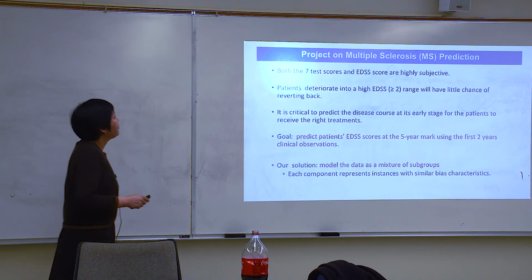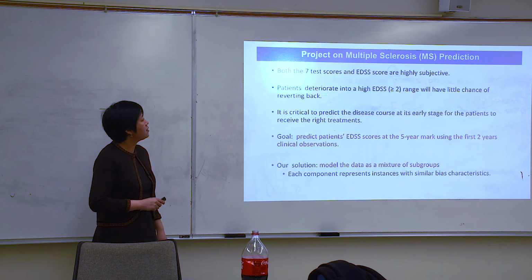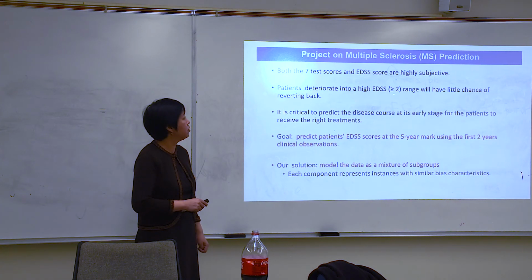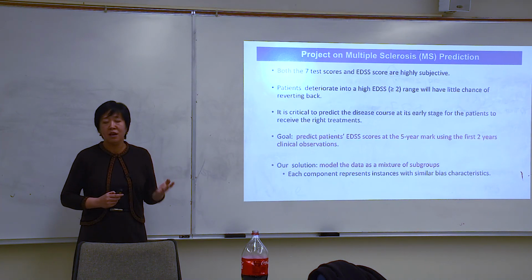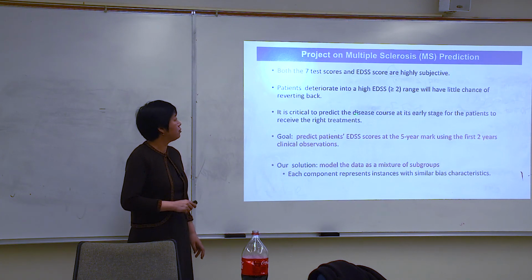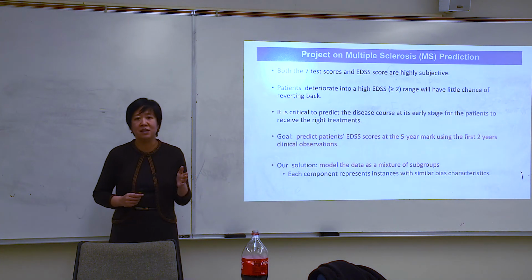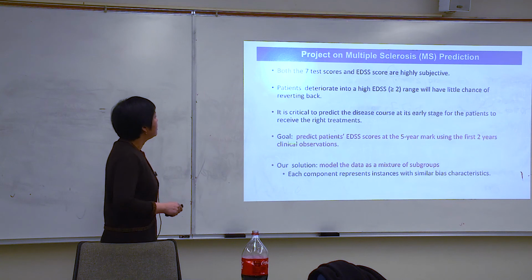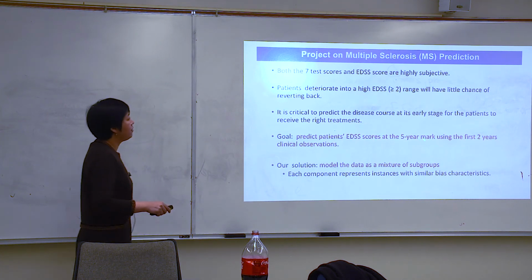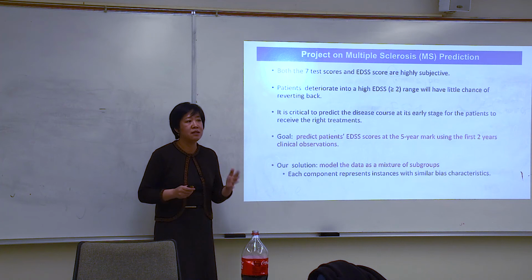Okay? So now there's also another characteristic of multiple sclerosis: if the patients go into a high range of disability, that is, if the EDSS score is greater than 2, then they will have very little chance to revert back. The higher the score, the more severe the disability is. So it is critical that we predict the disease at this early stage, to know that the patient is going to progress into a high EDSS range, so that we treat them early enough so it doesn't happen. Okay? So our goal is to predict a patient's EDSS score at the 5-year mark using the first 2 years of clinical observations, so at the beginning stage of their disease.